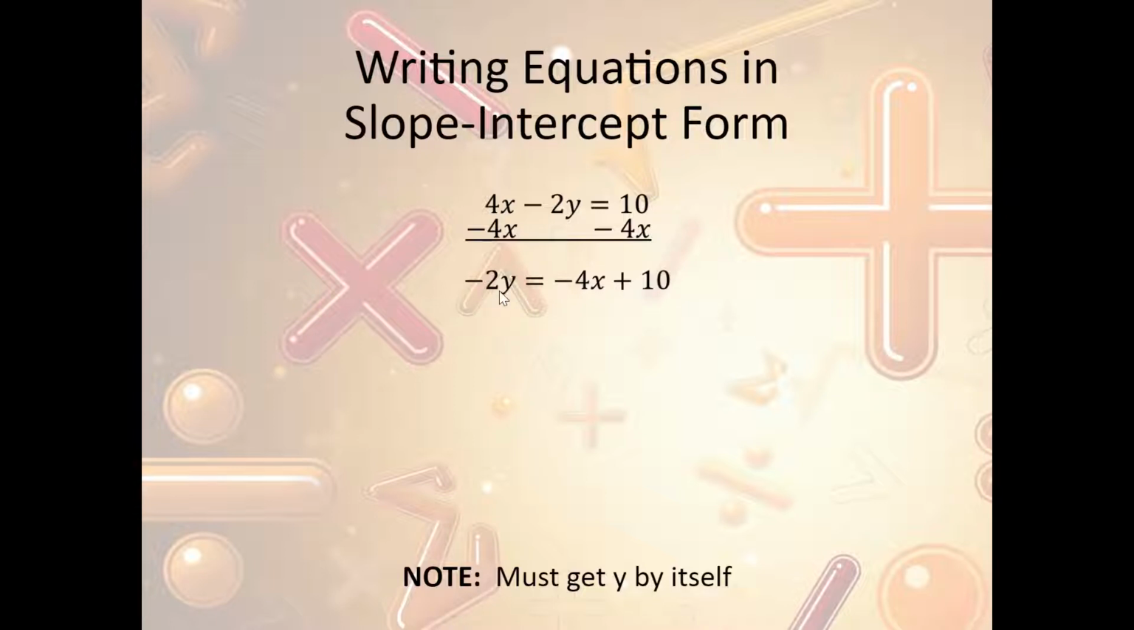Now I'm going to get rid of whatever's over here with the y. Well, I got a negative 2 over here, and it's being multiplied by y. So I'm going to undo that by dividing. So I'm going to divide both sides by negative 2. That gets rid of this, because negative 2 divided by negative 2 is 1. So it's just 1y. So that's what I want, just y. And then this gets divided to both of these. So negative 4x divided by negative 2 is positive 2x. And 10 divided by negative 2 is negative 5. So I end up with y equals 2x minus 5. Here's my slope. Here's my y-intercept. Now I can graph that equation.